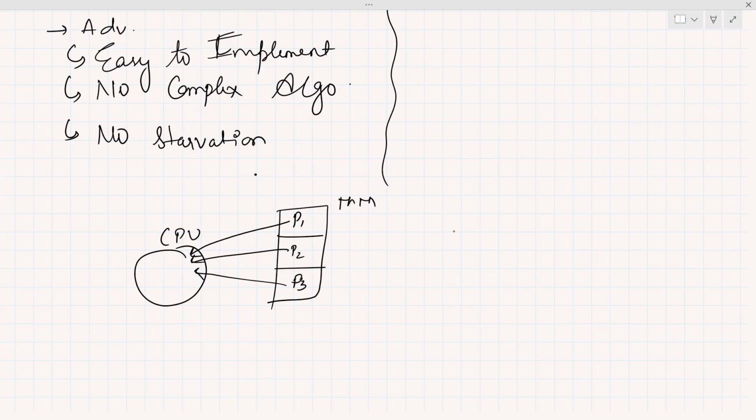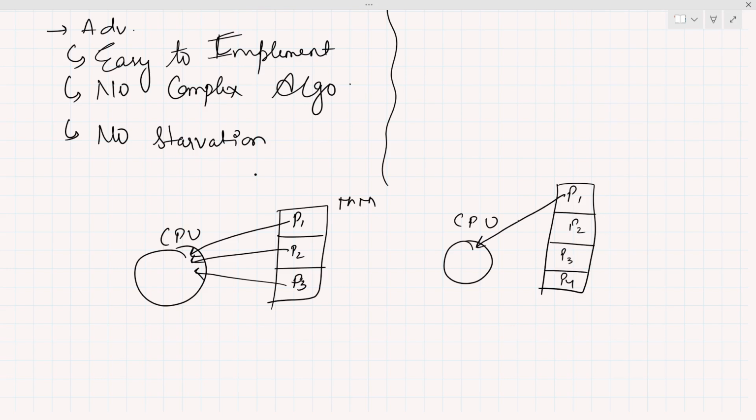Now what does starvation mean? We have a CPU and a queue of processes, let's say P1, P2, P3 and P4. Let's say P1 is executing in the CPU. After some time P3 is executing in the CPU. Let's say P5 comes into the ready queue. When P1 is completed, this block becomes empty and is filled by the P5 process. Similarly, when P2 is terminated, let's say P6 comes. After completion of P5, the P6 process will get the CPU.